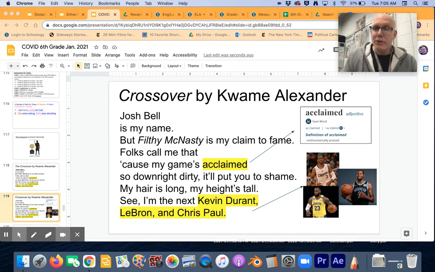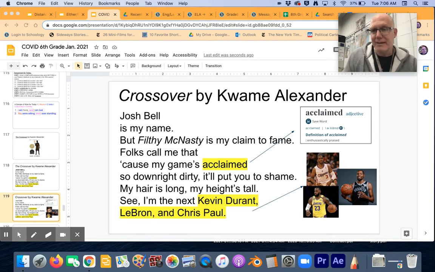Here's another one. If you don't watch basketball, then you don't know Kevin Durant, LeBron, and Chris Paul, but here's who they are. This is Chris Paul, right? He's played for a few teams, but he's a point guard. Then you have Kevin Durant, who's a forward. He's like 6'10", 6'11", arguably as good as LeBron James, who's also known as the King.